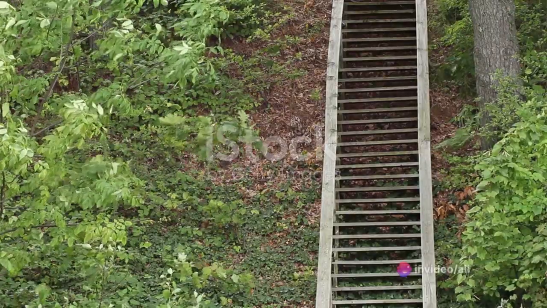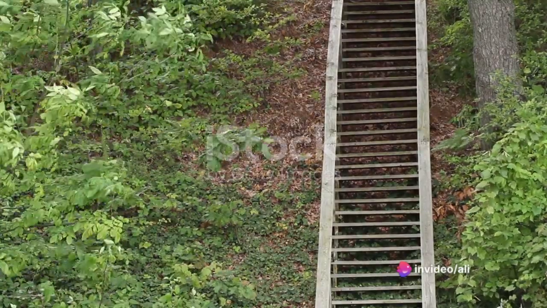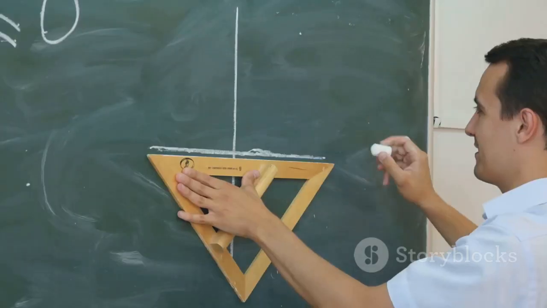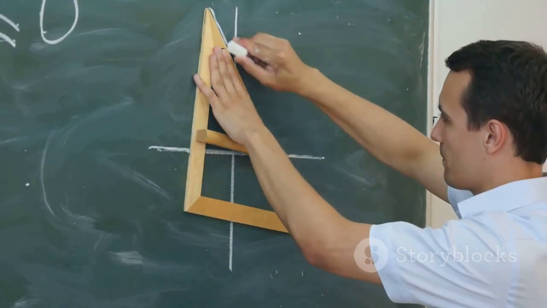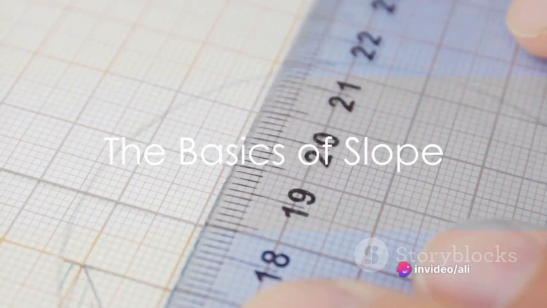It's everywhere around us, from the gradient of a hill to the incline of a staircase. It's an invisible hand, shaping our world in ways we often overlook. It all comes down to the slope of a straight line, a fundamental concept in mathematics. So what exactly is this slope?